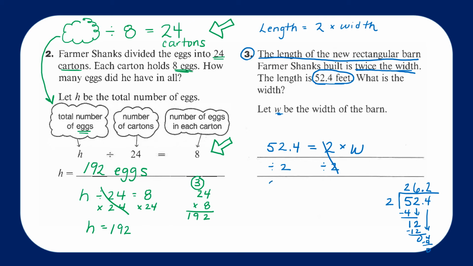So 26.2 equals W. So the width of the barn is 26 2/10 feet.